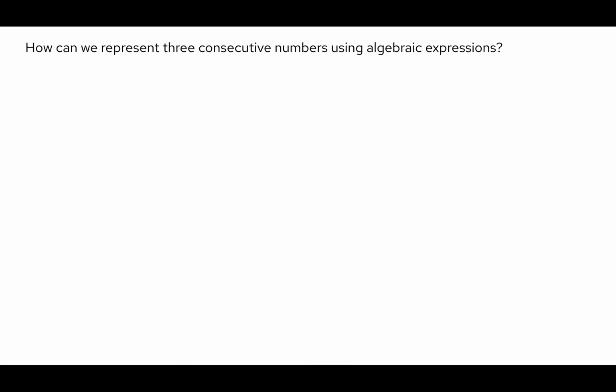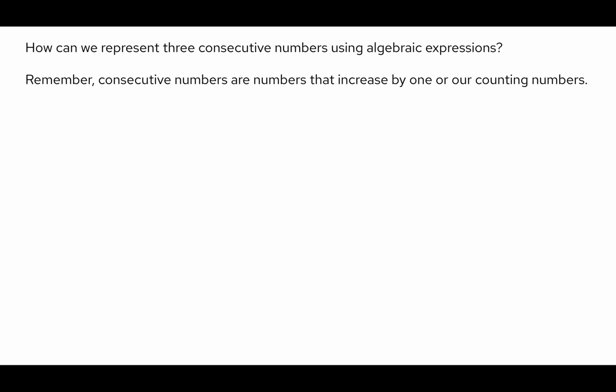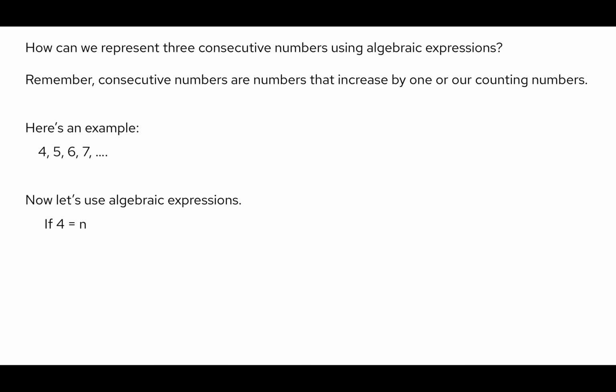So how can we represent 3 consecutive numbers using an algebraic expression? So now we're going to use our variables. Remember, consecutive numbers are numbers that increase by 1, or our counting numbers. So let's use an example with 4, 5, 6, 7. When we use our algebraic expressions, let's make n equal 4. So if 4 equals n, then 5 is going to be n plus 1 because 4 plus 1 is 5. And 6 is going to be n plus 2. And 7? Yes, n plus 3, and so on.